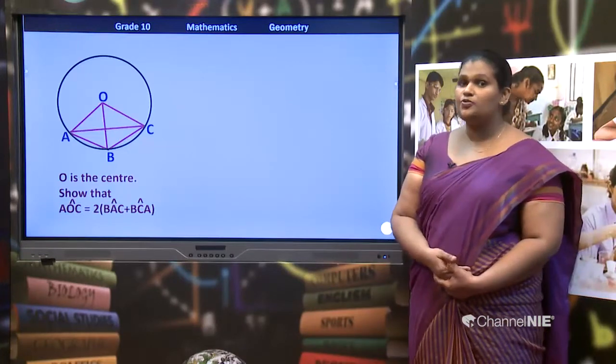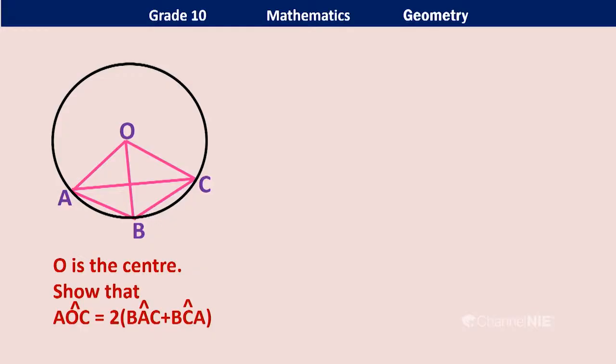Right. Have a look at this figure. O is the center of the circle. Show that angle AOC is equal to twice of angle BAC plus angle BCA. Right. Now, they are talking about the angle AOC. We have to show that it is equal to twice of angle BAC plus angle BCA. First of all, we have to identify the angles they are asking for. Right. We will move on to the proof.